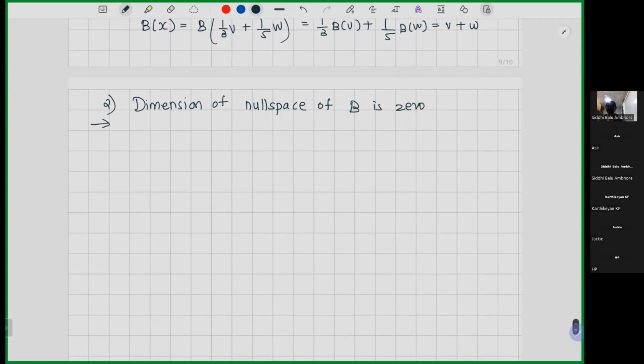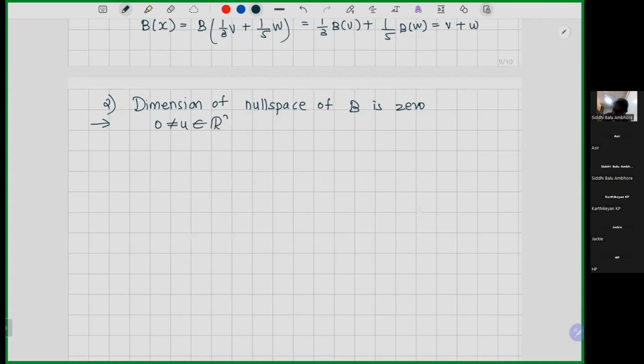It means that B will have full rank, so the dimension of the null space is 0. Yes, it must be a full rank matrix. What it means is that nullity is 0, meaning it is only an injective map. That's what they are asking. And this is clearly not true, right?